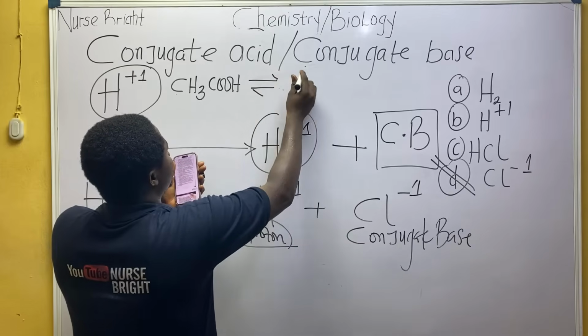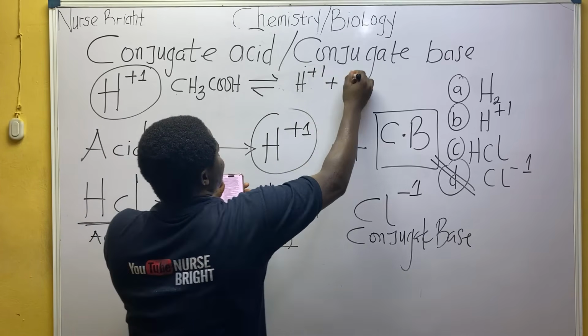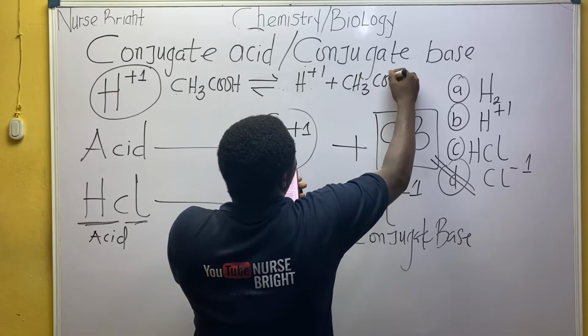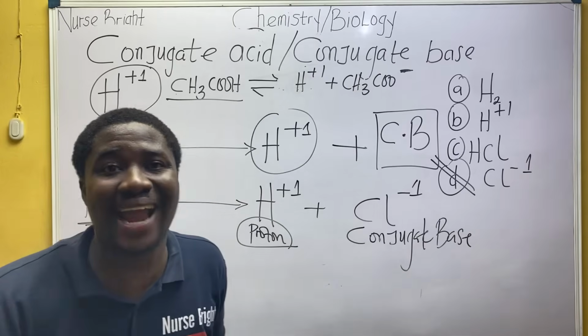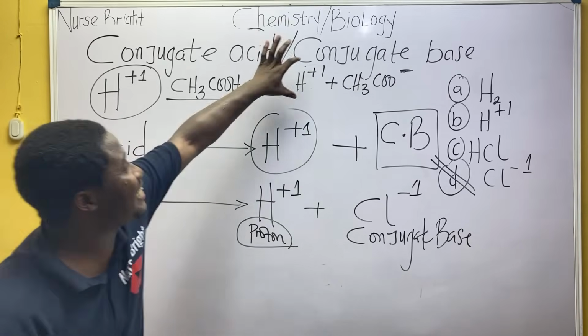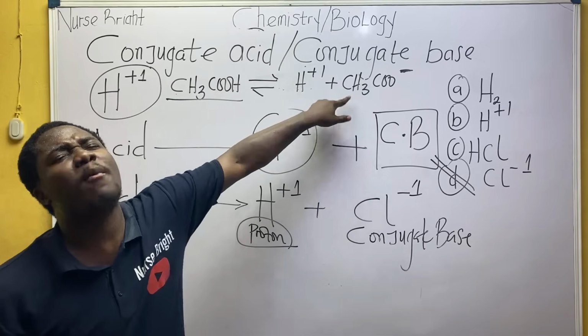Let's follow the reaction. CH3COOH gives H plus and CH3COO minus. Everybody, this is an acid you are aware of, called ethanoic acid. So in this case, it is donating a proton the way the HCl donated. So then I ask, what is the CH3COO minus?